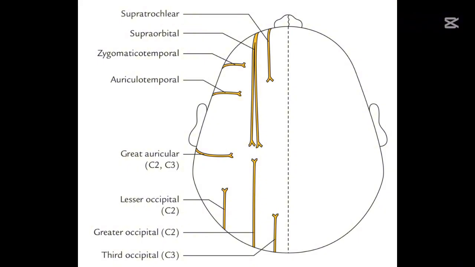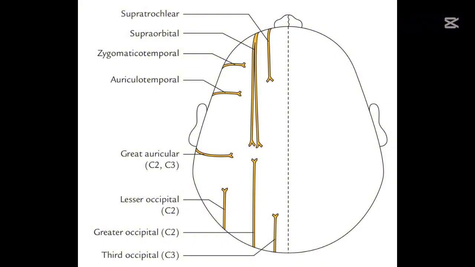After the great auricular, the next one following it is what? The lesser occipital. The lesser occipital is from the ventral rami of C2, while the great occipital, at the back of the head, is derived from the dorsal rami of C2. So lesser occipital is from the ventral rami of C2, while great occipital is from the dorsal rami of C2.